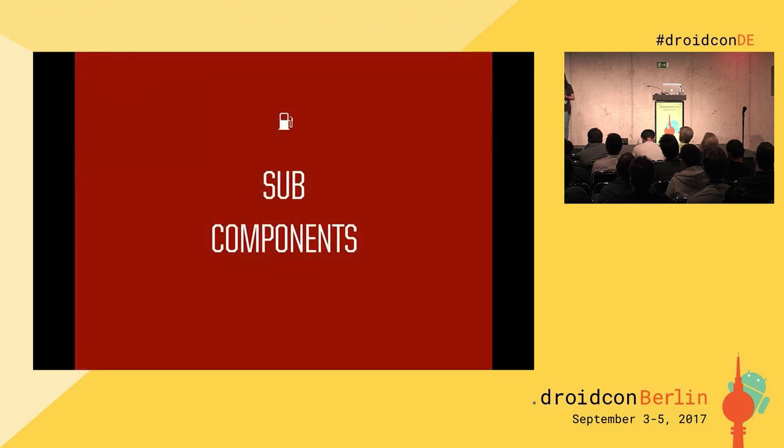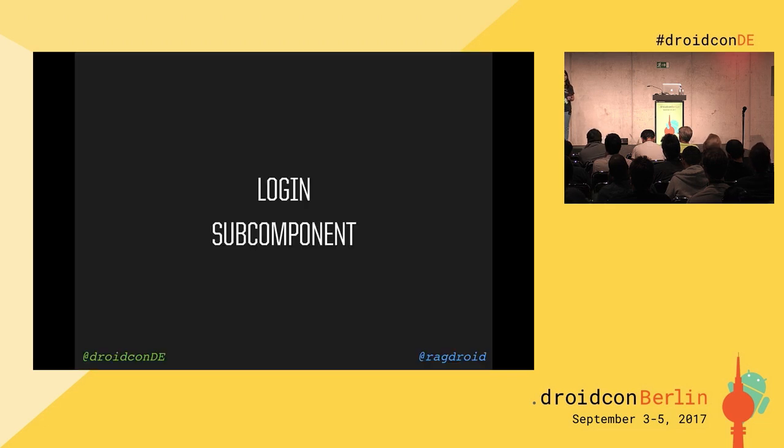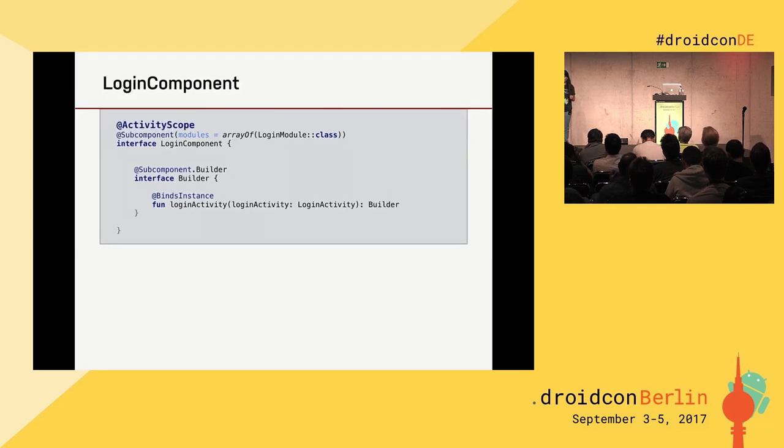So next, let's look at the subcomponents. As I mentioned, we're going to now create a login subcomponent, which is going to be a subcomponent of the app component. How can we do this? Firstly, this login component is going to live only inside the login activity, so we're marking it with the activity scope. And this is how we tell Dagger that this is a subcomponent: we mark it with @Subcomponent, and we pass in the module for this subcomponent.